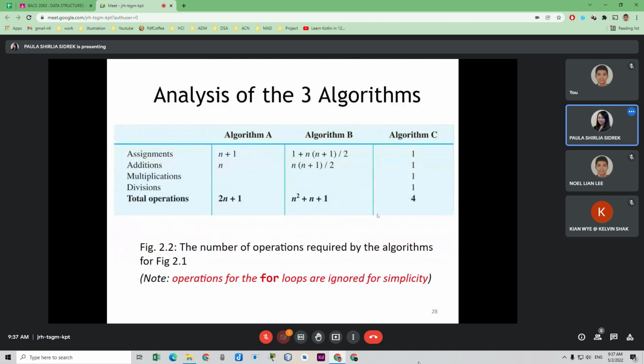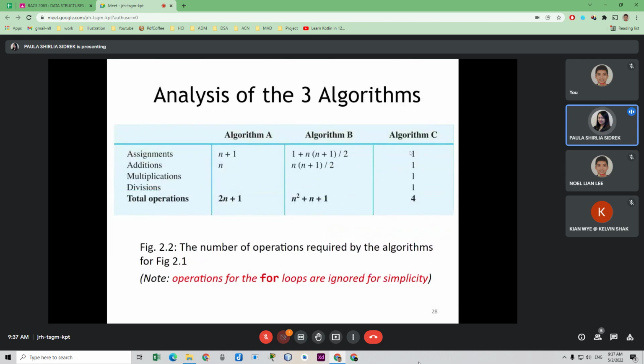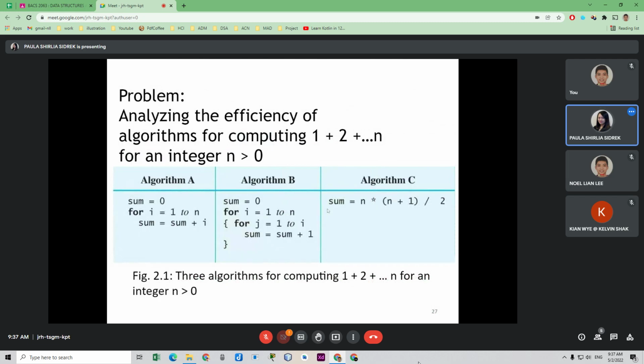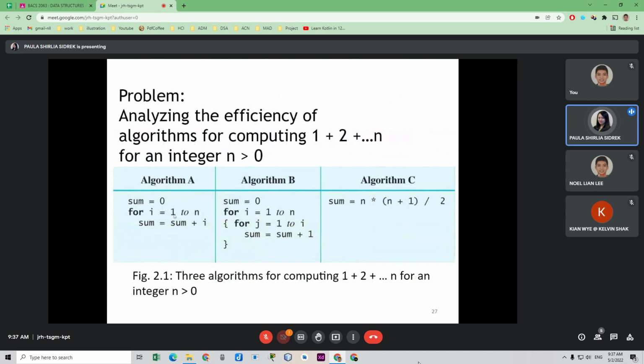So here, you want to do analysis on how you find the operations which are happening in all these three algorithms. Here, for assignment, you have n plus 1 for A, and 1 plus n multiplied by (n plus 1), divided by 2 for B. And for C, basically you have only one assignment operation, which is like this. For A, you have n plus 1.